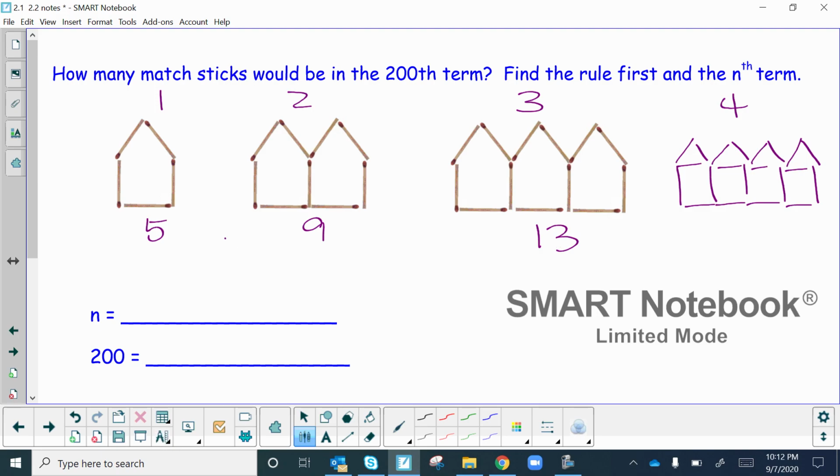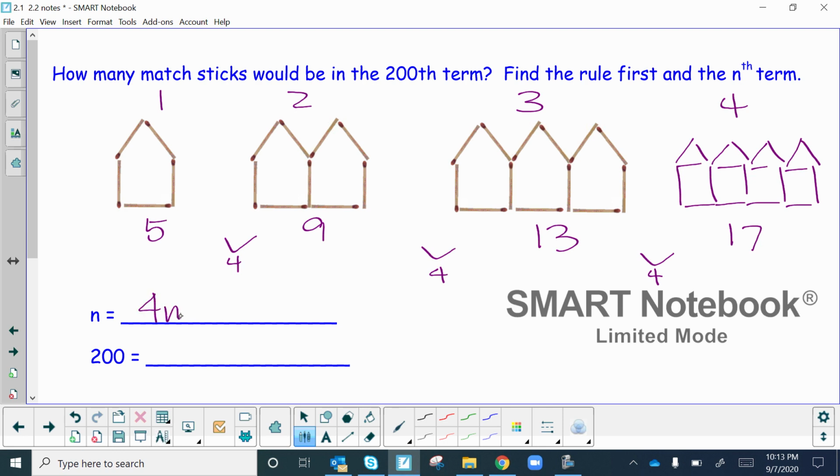Let's see what the pattern is. It went up 4, and then it went up 4 again. So this is probably going to go up 4 again. So this is what we have, a constant pattern again, kind of like all of our other patterns in this lesson. So this would be 17 matchsticks. Okay, so again, if it's going up by 4 every time, we know that that's going to be our slope.